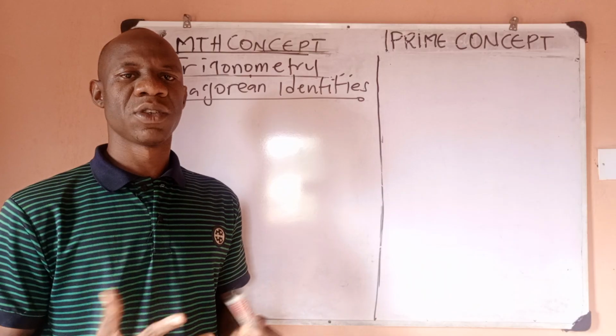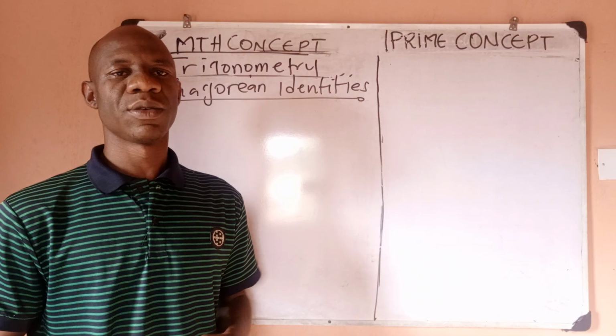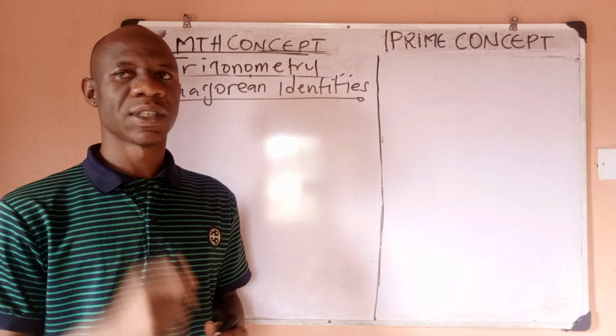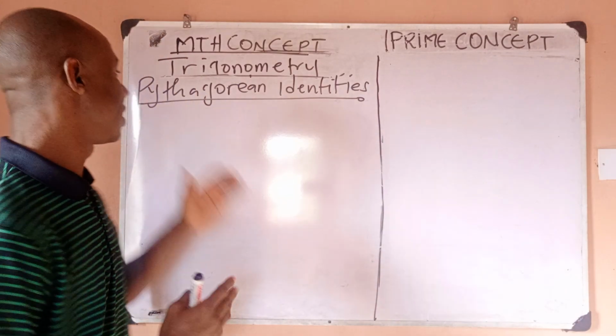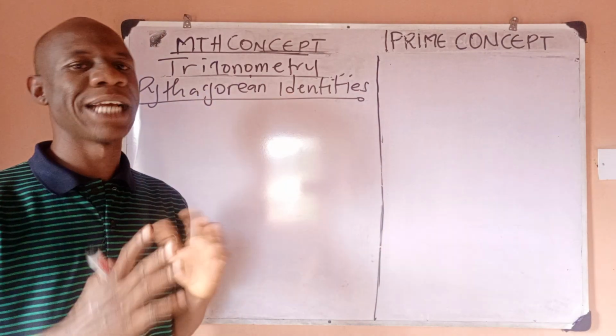We want to continue with our concept of trigonometry. In our previous videos, we have some videos on trigonometry. We've introduced the concept of trigonometry. In this video, we want to look specifically into Pythagorean identity.